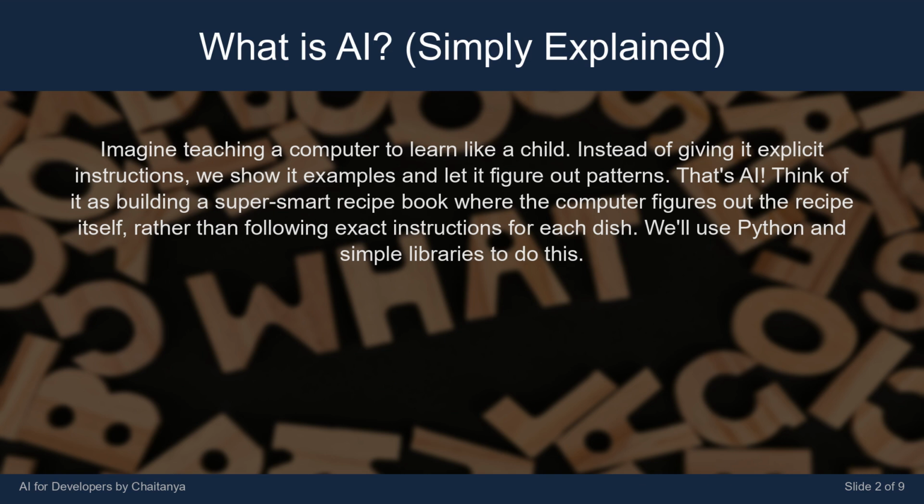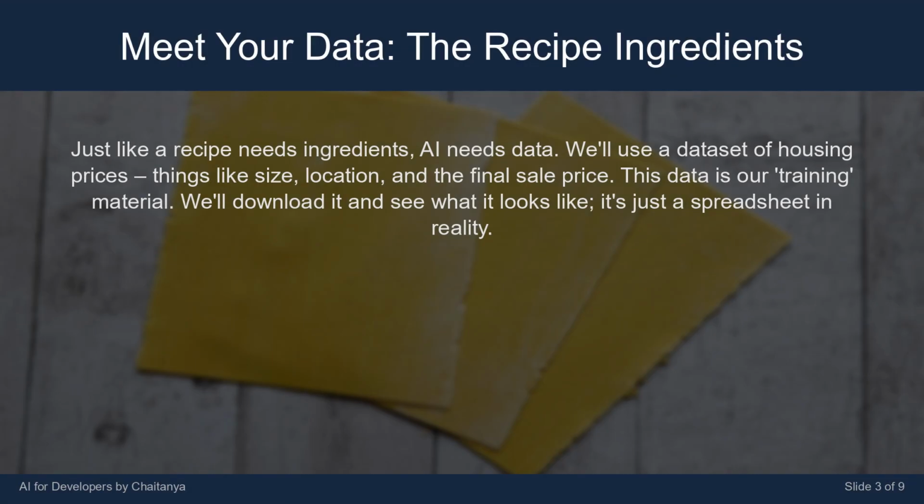We'll use Python and simple libraries to do this. Just like a recipe needs ingredients, AI needs data. We'll use a dataset of housing prices, things like size, location, and the final sale price. This data is our training material. We'll download it and see what it looks like. It's just a spreadsheet in reality.